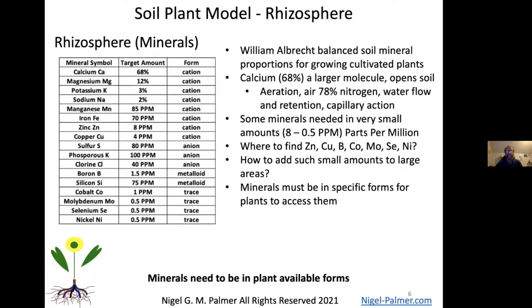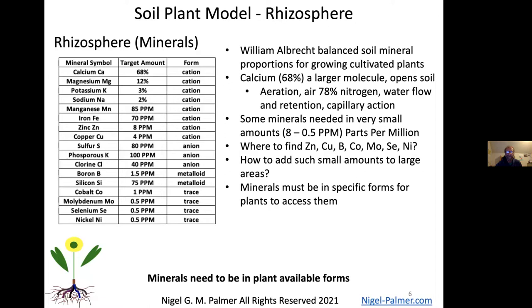The next thing is recognizing that some of these minerals need very, very small amounts. When we look at the elements at the bottom of the list, the boron and the cobalt, molybdenum, selenium, and nickel, they're wanting to be in very, very small amounts, 1.5 parts per million, 0.5 parts per million.